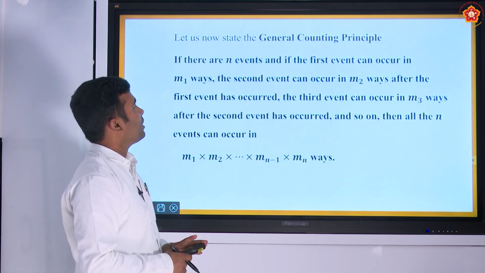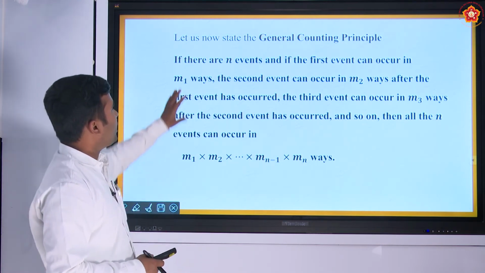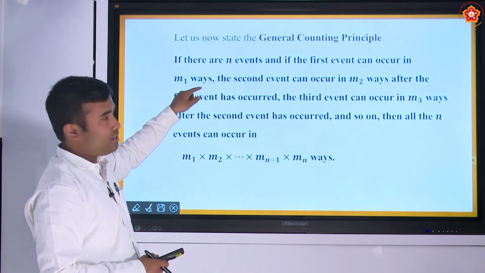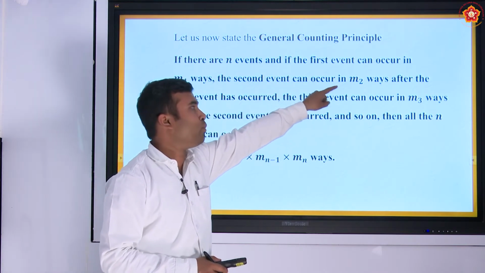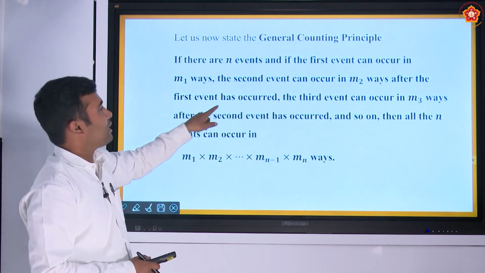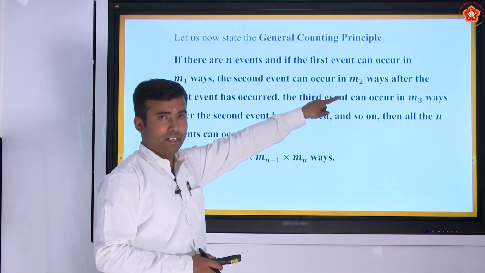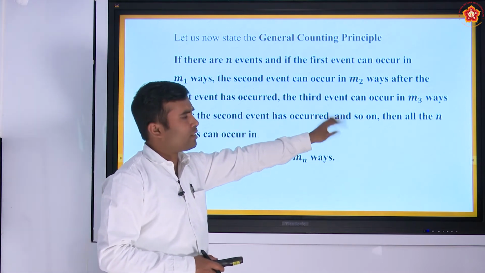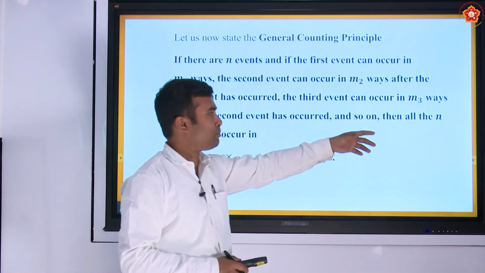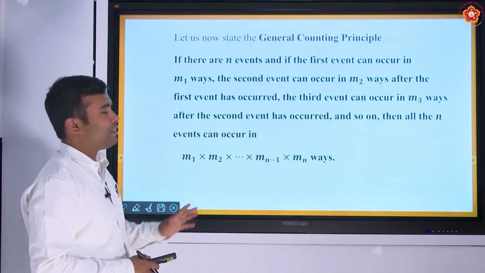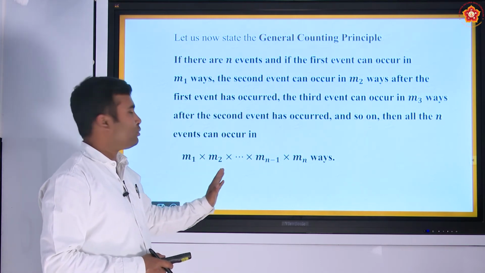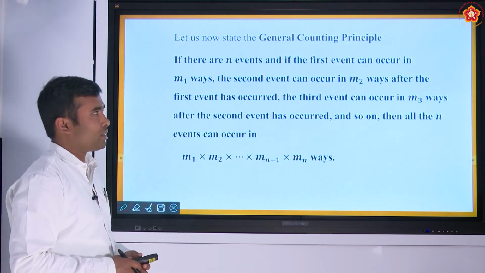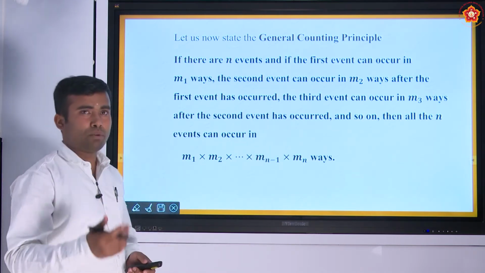Next, let us now state the general counting principle. If there are n events and if the first event can occur in m1 ways, the second event can occur in m2 ways after the first event has occurred, the third event can occur in m3 ways after the second event has occurred, and so on, then all the n events can occur in m1 into m2 into, and so on, into mn ways. This is the counting rule. Let's see the problems regarding this.